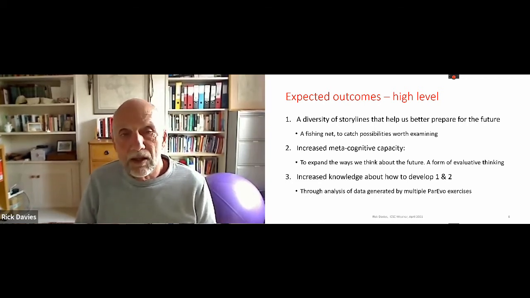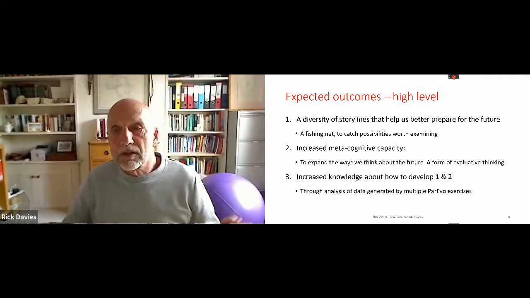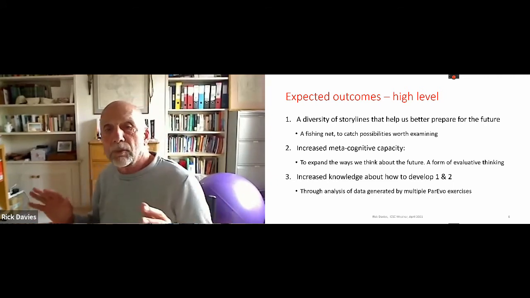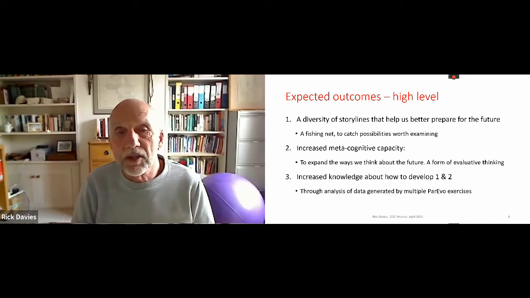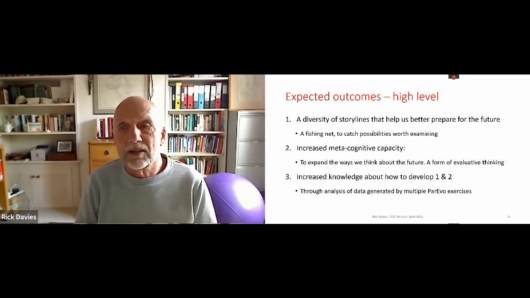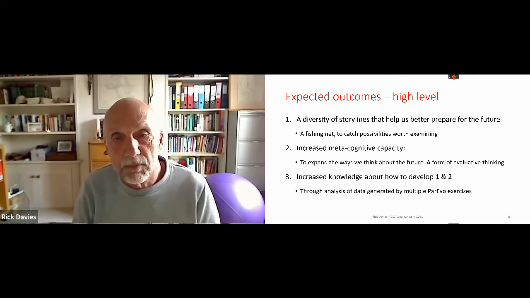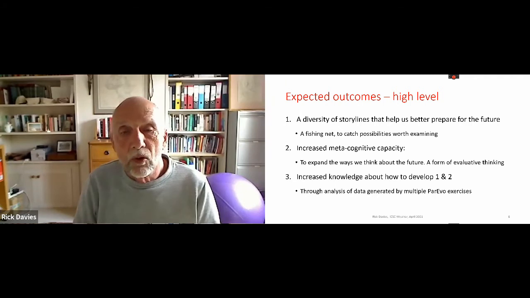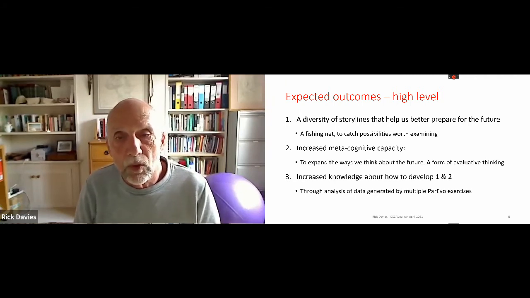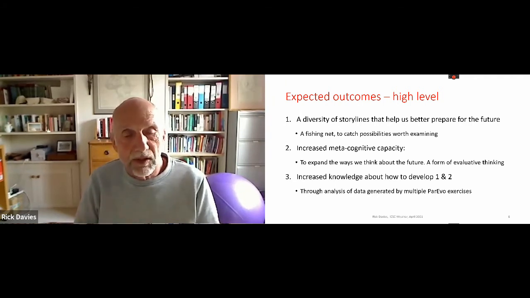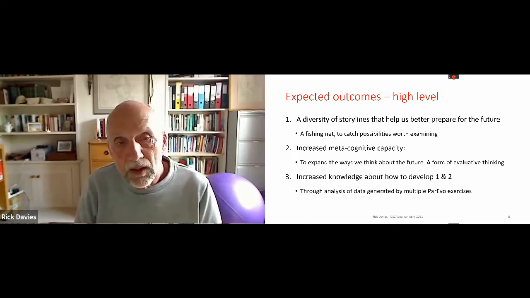And I use the analogy of a fishing net. This diversity of storylines is a bit like a fishing net that we might catch possibilities worth examining, because none of us know exactly what's going to happen in the future. But we can develop various possibilities, and those sets of possibilities may help us think more constructively about what might happen in the future. Well, we'll go into that a bit more as we go on.